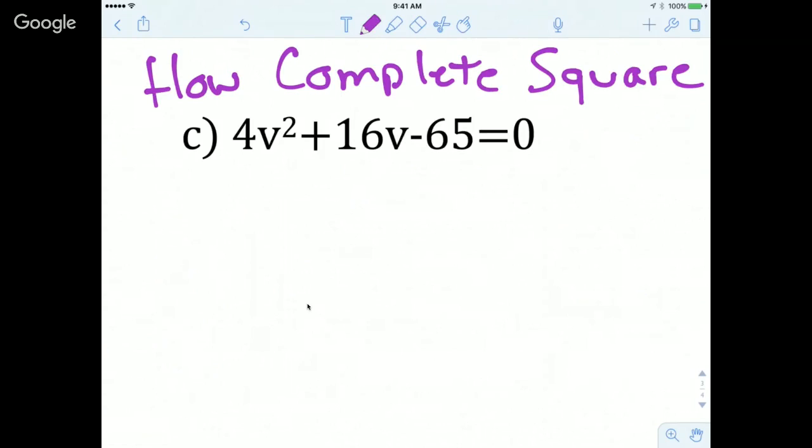How do you complete the square? Step 1, you have to move everything to the left. With that, you also have to know that a has to be equal to 1. And what I mean by that, a has to be equal to 1, is you have to divide everything by 4.